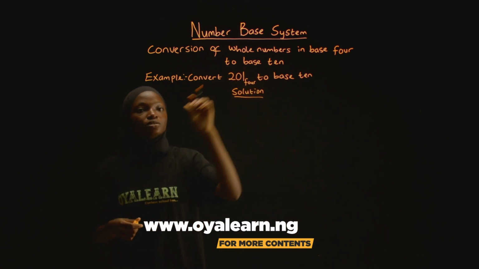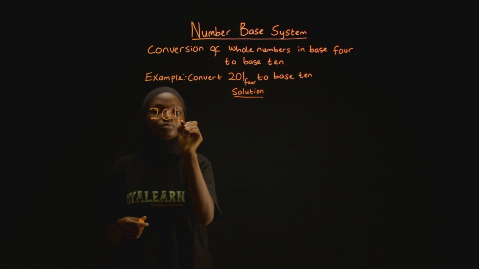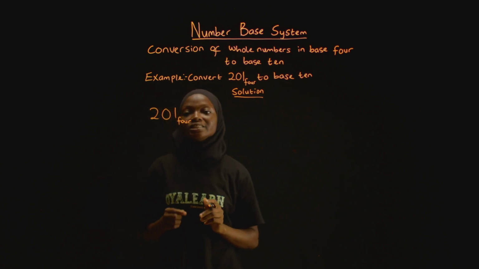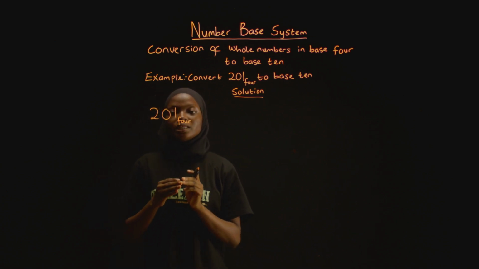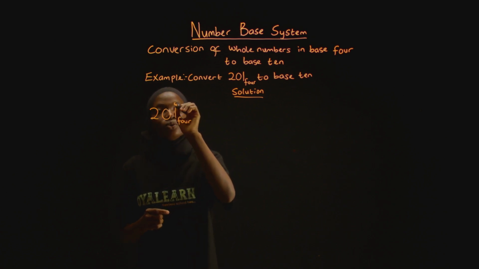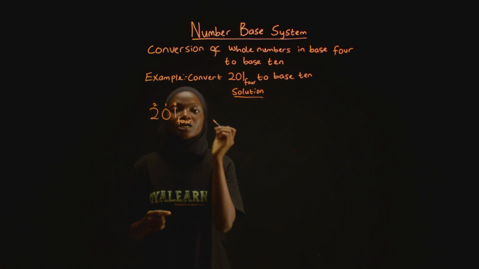Write out the number which we have as 201 base 4. Now the first step is to number the digits from the back starting from 0. What's the last digit here? 1. So we start our numbering from there with 0, 1, 2. Then after that we can solve.